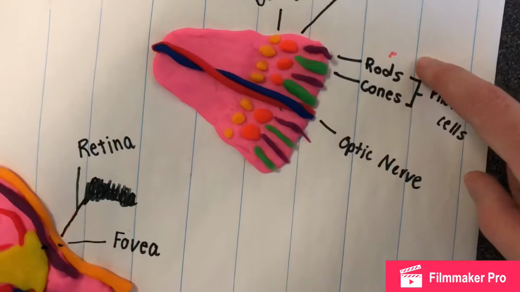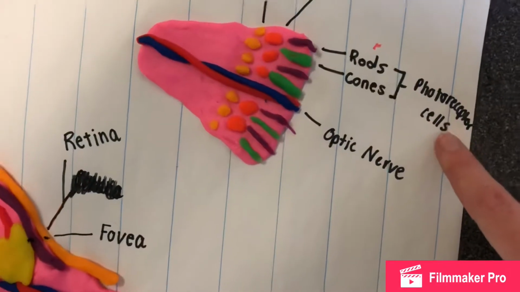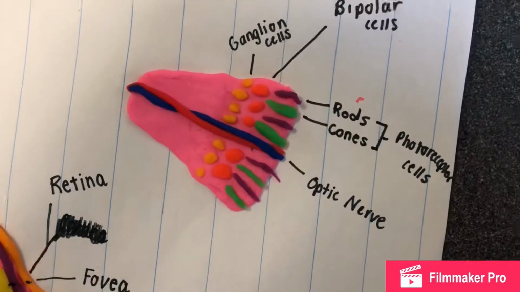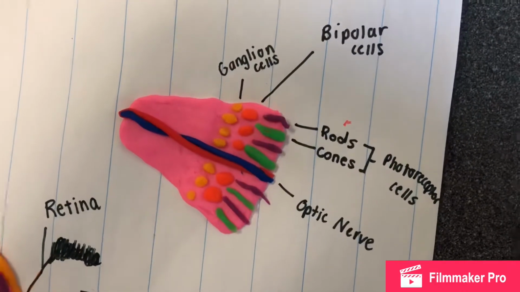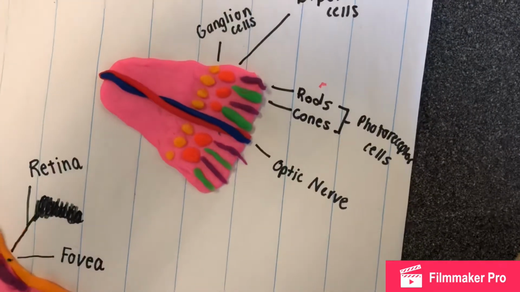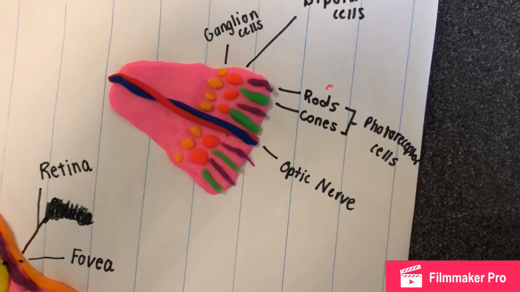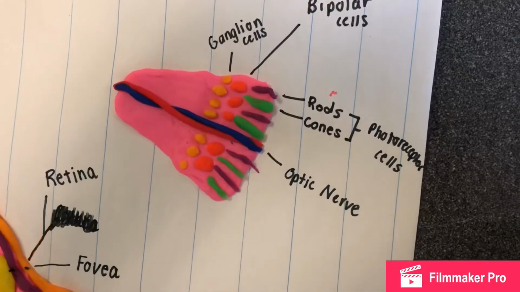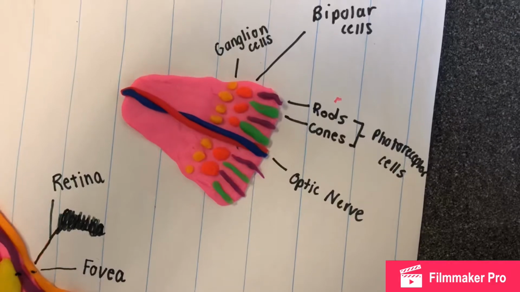Rods and cones are represented by the purple and green stripes. These are photoreceptor cells, and the green ones are the cones. Cones are photoreceptors in the retina for finding details and colors in daylight. And the rods are the black and white receptor cells, not in the fovea, located in the outer regions of the retina, and these are responsible for peripheral and twilight vision as well.